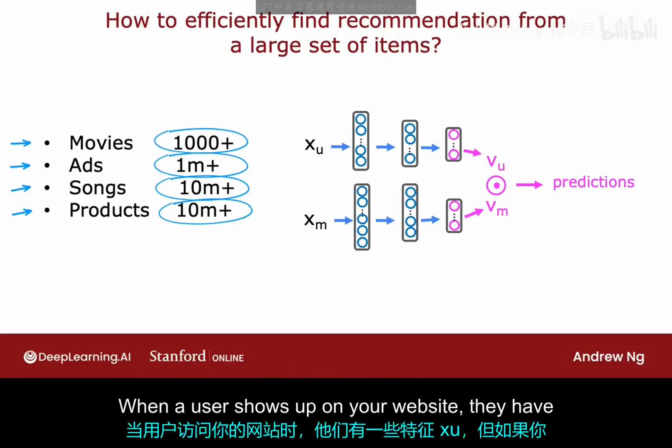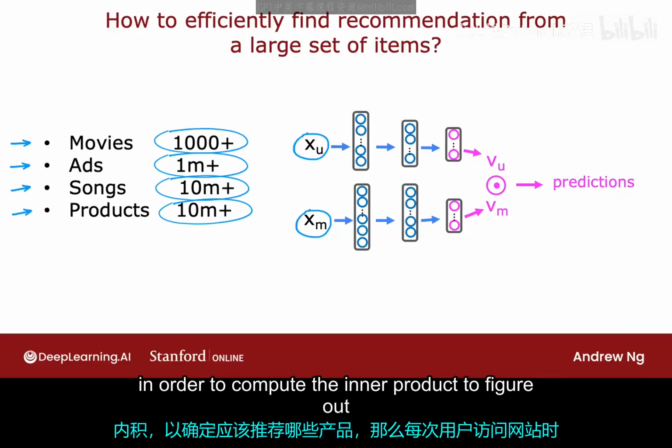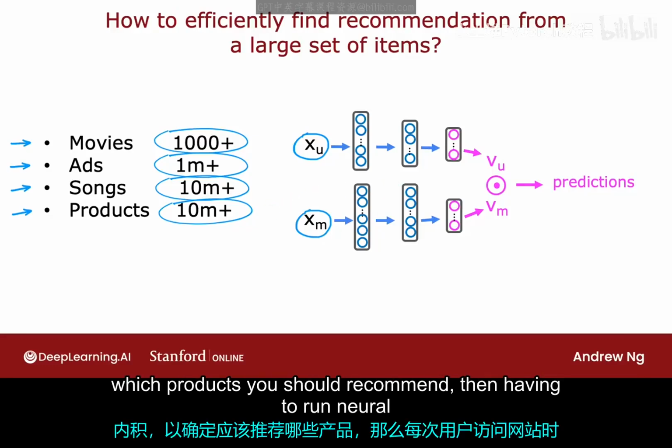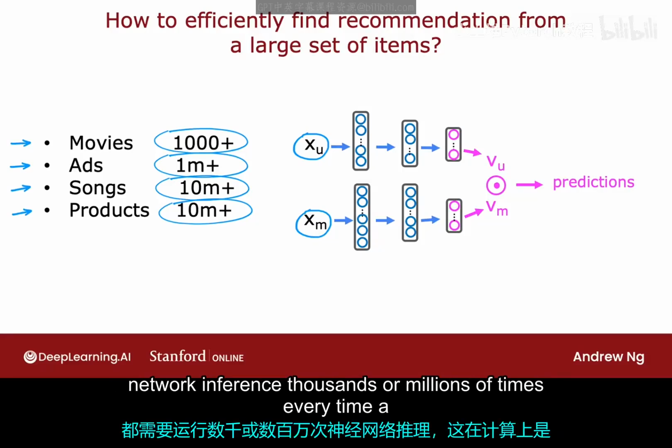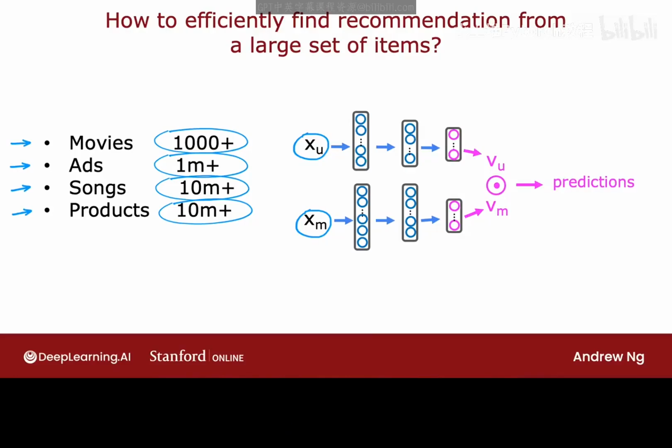When a user shows up on your website, they have some feature XU, but if you need to take thousands or millions of items to feed through this neural network in order to compute the inner product to figure out which products you should recommend, then having to run neural network inference thousands or millions of times every time a user shows up on your website becomes computationally infeasible.